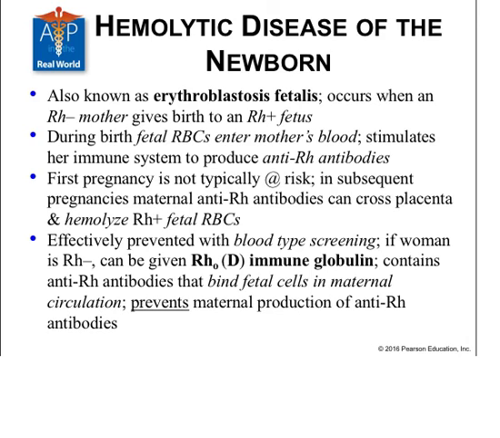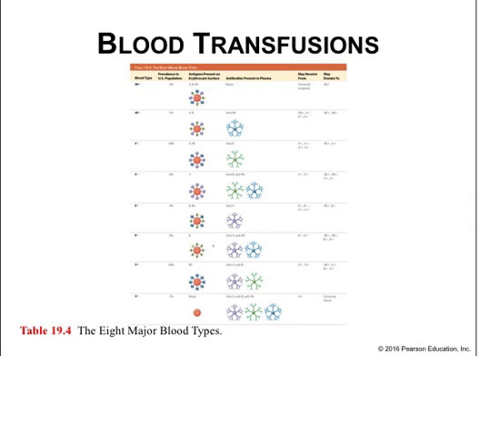If the woman is Rh negative, she can be given a compound called RhoGAM, which is basically anti-Rh immune globulin. This binds fetal cells in the maternal circulation and prevents the immune system from coming into contact with that antigen, and thus no antibodies are produced. And the result then is she can have as many Rh-positive pregnancies as she wants.